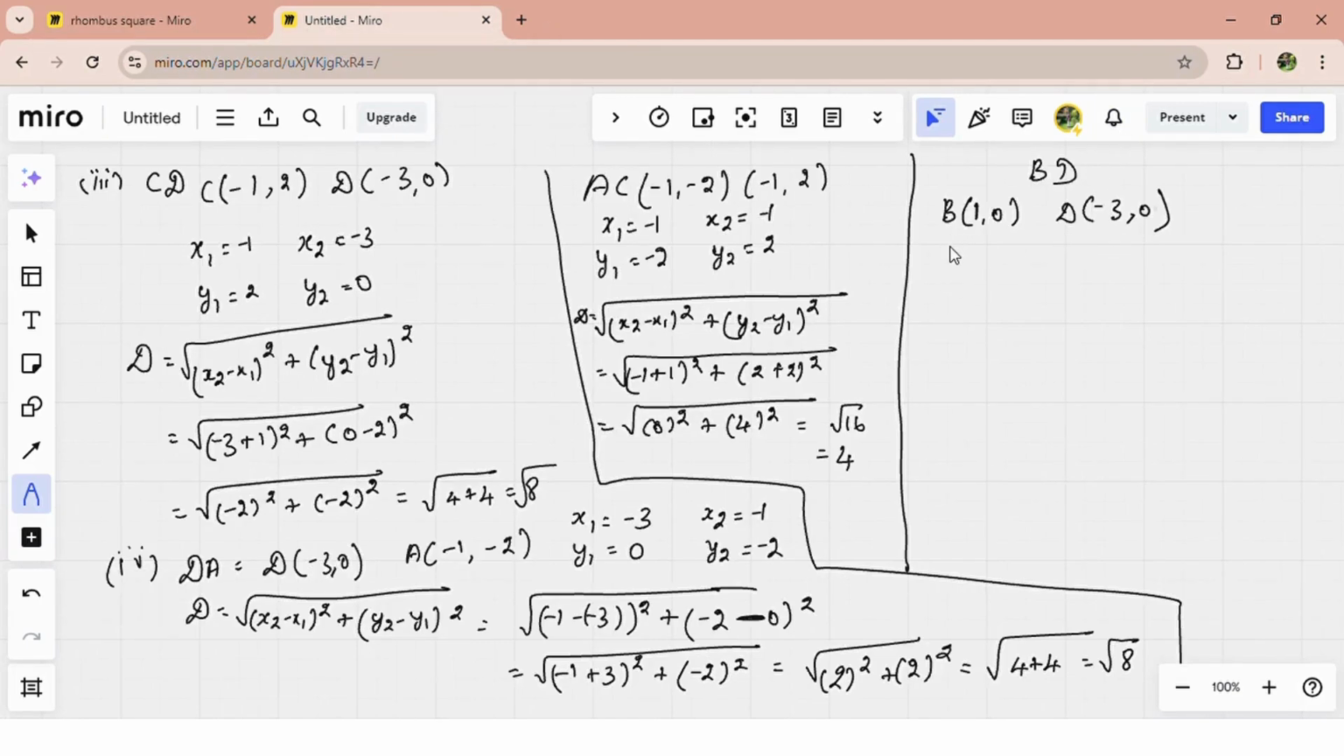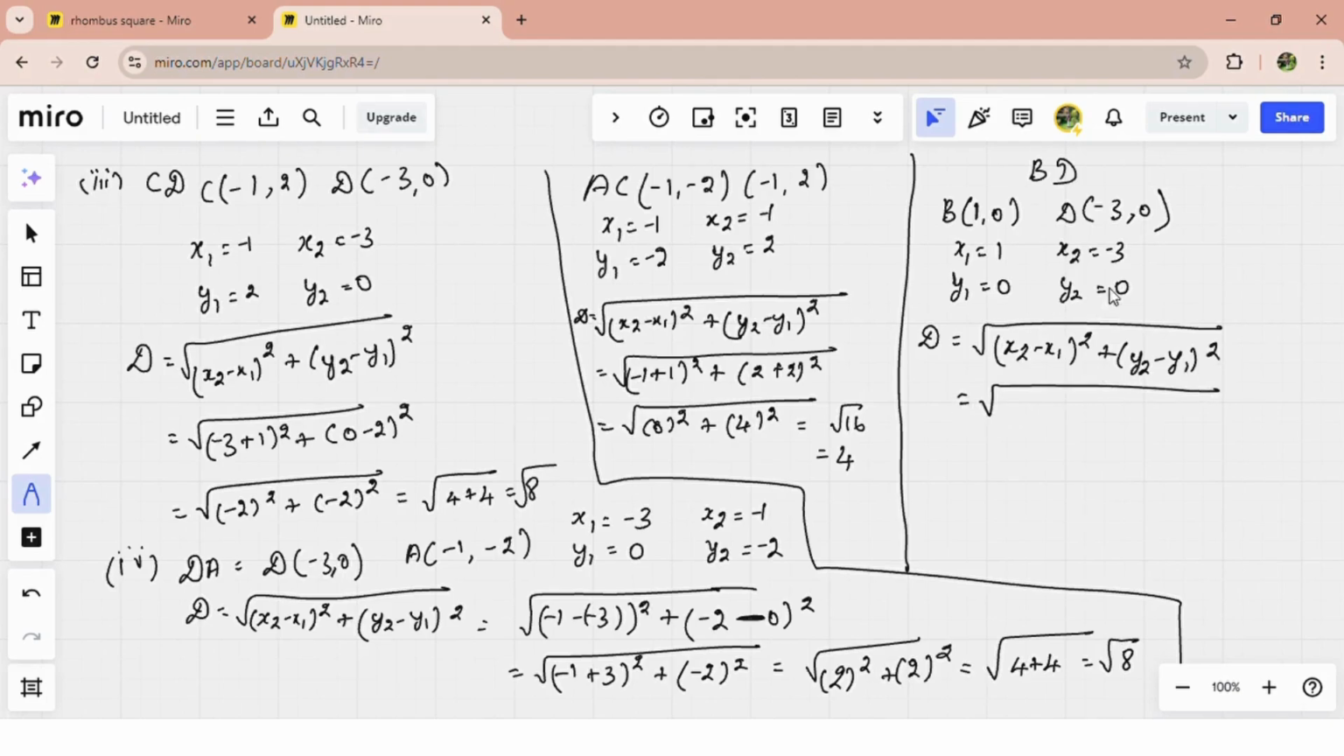So B, okay, again here x1 equals 1, y1 equals 0 and here x2 equals minus 3 and y2 equals 0. Again in the distance formula, D equals root of (x2 minus x1) square plus (y2 minus y1) square, which is equal to root of (minus 3 minus 1) square plus (0 minus 0) square, which equals root of (minus 4) square plus 0 square. When you square this, it will be 16, which is equal to 4.